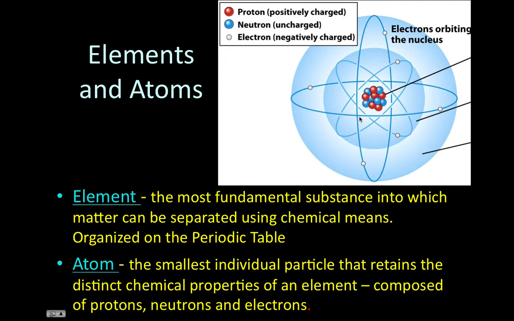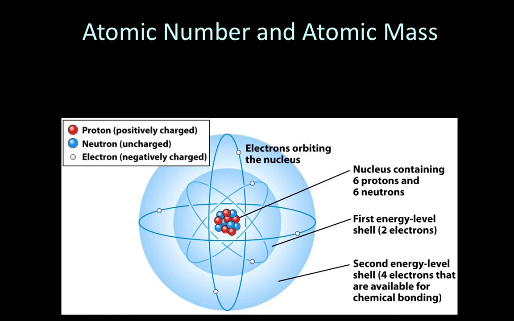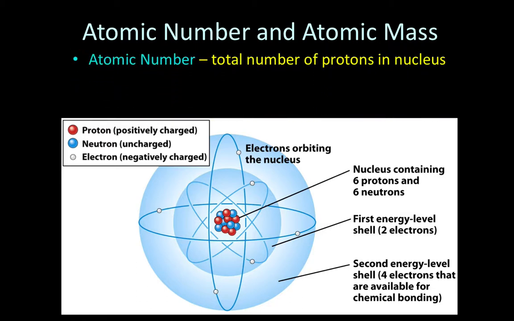All atoms, if they are uncharged, meaning if they're not ionic, basically have the same number of positively charged protons as they do negatively charged electrons. And so some other things that you can learn about atoms are the atomic number and the atomic mass. Both of these are given by the periodic table. The atomic number is essentially the same as the total number of protons in the nucleus.